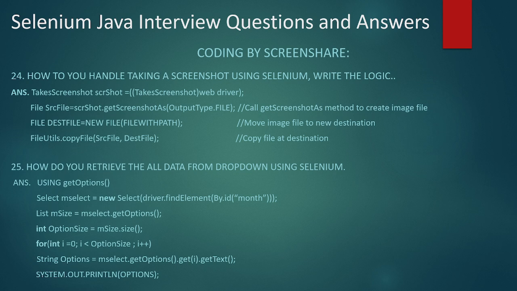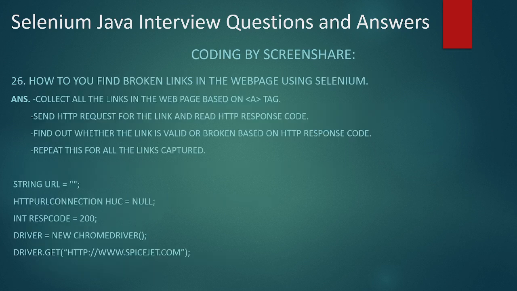Okay, go for the next one. How do you handle broken links? Okay, so this is also a most asked question, guys, because they will give you one URL and tell you to find out the broken links. You know that the links start with the a tag. So first of all, you have to define that tag name. Then the HTTP request code. Then all those links will be there.